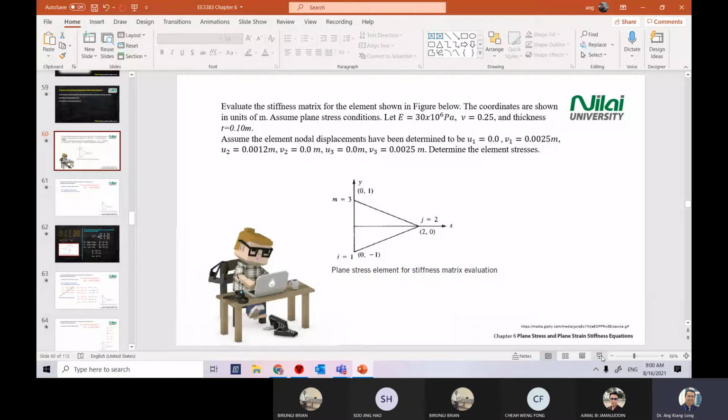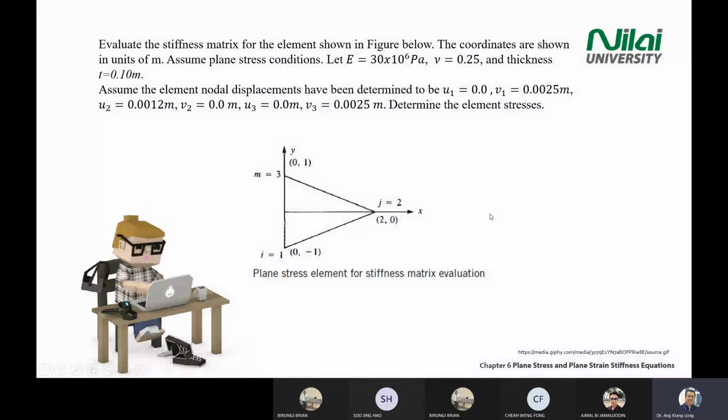Focus on the strategy of solving this kind of question, plane stress analysis. If you look at a question, normally you will see that you are given y and x directions or axes, and then you will be given the coordinates of 3 points. So you have I, J, and M.